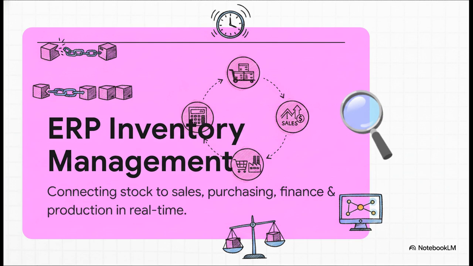Here is your perfect exam-ready definition. ERP turns isolated warehouse stock into a live, fully connected business ecosystem. When a sale is made, stock is automatically reduced. When a purchase order comes in, stock updates instantly. There's absolutely no manual counting, no delayed messy Excel sheets. Whether a company is running SAP, Oracle, or Tally, the ERP system links stock directly to sales, purchasing, finance, and production in absolute real time.